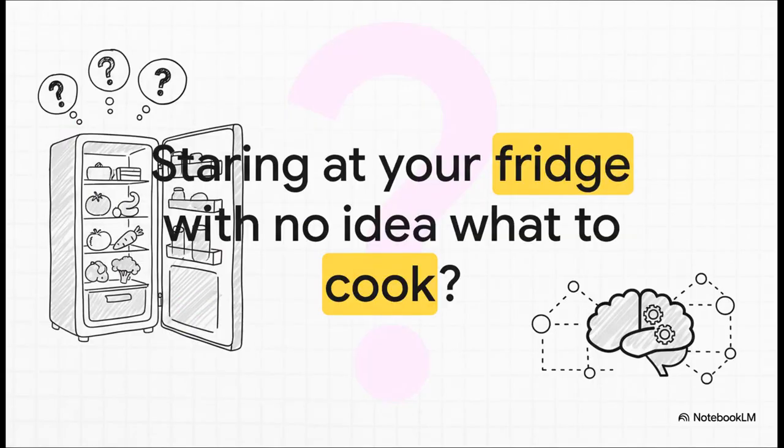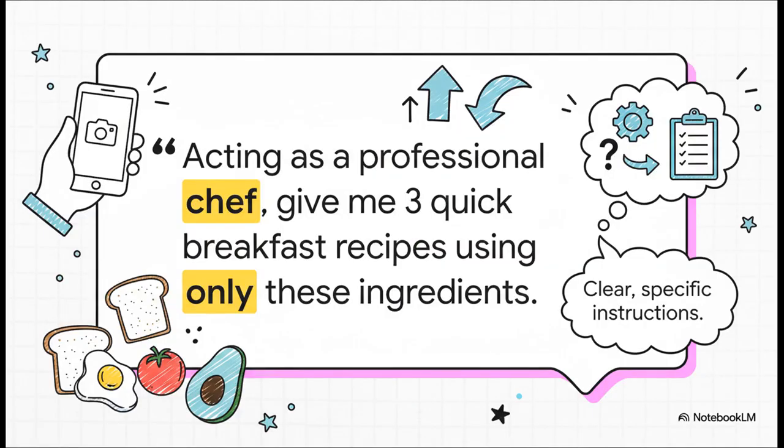We've all been there, right? You open the fridge, you see just this random collection of stuff, and you have absolutely zero inspiration for dinner. Well, this is the perfect kind of problem for a multimodal AI to solve. So imagine this. You snap a quick photo of those ingredients, you upload it, and then you pair that picture with a prompt just like this one. Notice you're not just asking, what can I make? You're giving it really clear, specific directions to get exactly what you want.